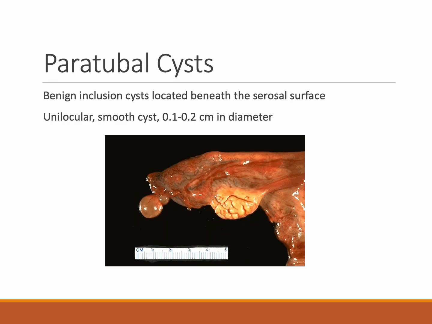So first, this is a little benign pathology that's really more of an incidental finding than anything. But you'll likely see paratubal cysts when grossing fallopian tubes. And they look like this little cyst that's kind of coming off there. Typically unilocular, very small, less than half a centimeter. And they're just going to have serous fluid inside.